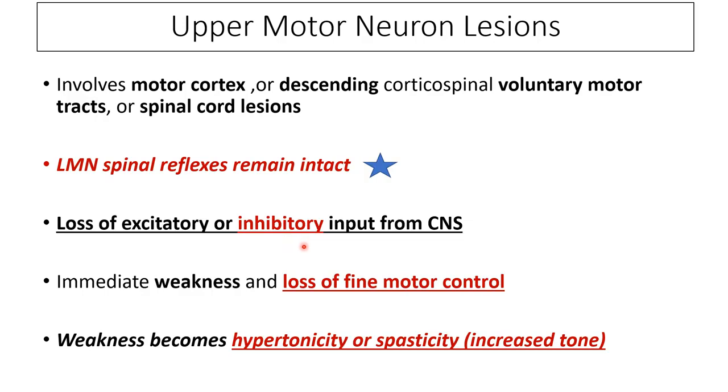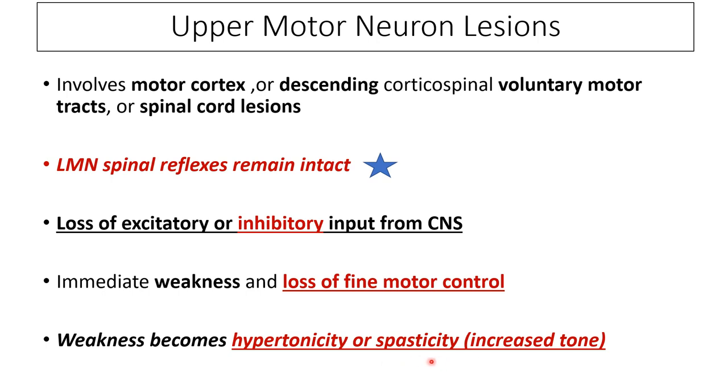So when there's an upper motor neuron problem, especially if it's a significant problem, let's say you have a spinal cord lesion or severe damage to the spinal cord, you may see immediate weakness first, loss of motor control to the muscles, and loss of fine motor control. And then with upper motor neuron lesions, this is the hallmark symptom, the weakness will become hypertonicity or spasticity. So this is increased muscle tone.